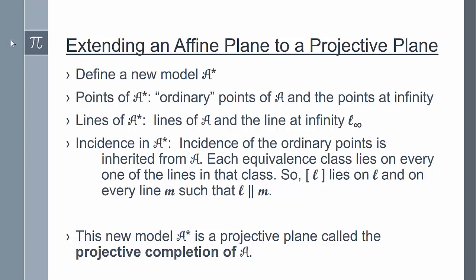Well, this new model A star is actually a projective plane called the projective completion of A. Given any affine plane A, we can use this extension by adding points at infinity, a line at infinity, and extending the incidence relation to obtain a new projective plane, and this is called the projective completion. So we're now going to prove that this model is actually a projective plane. We have to show that it satisfies the incidence axioms, including the strengthened incidence axiom 2, along with the elliptic parallel property.